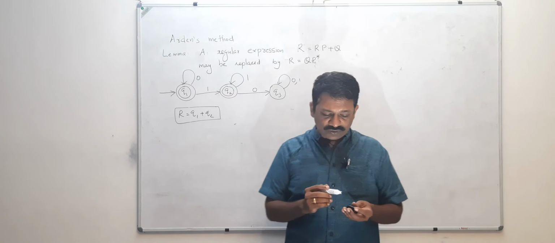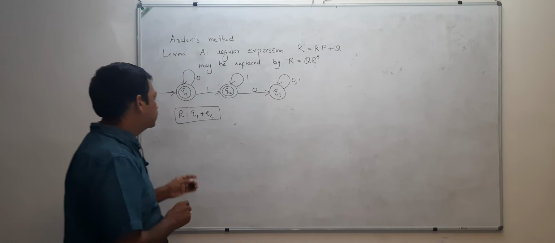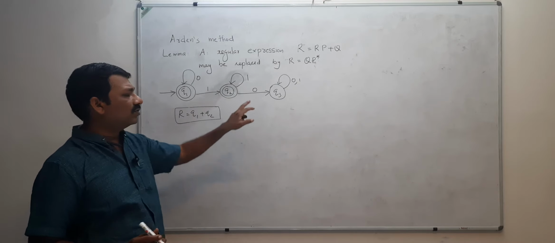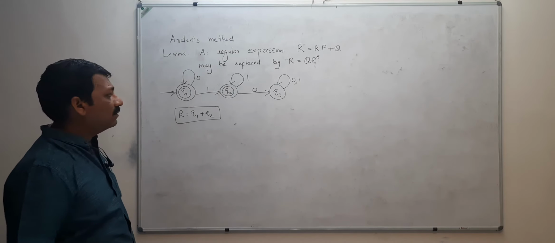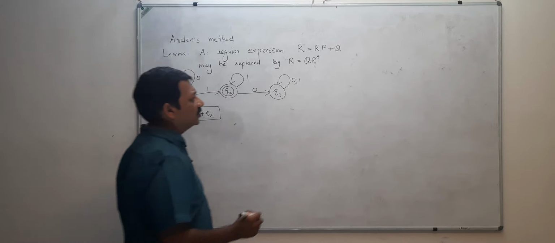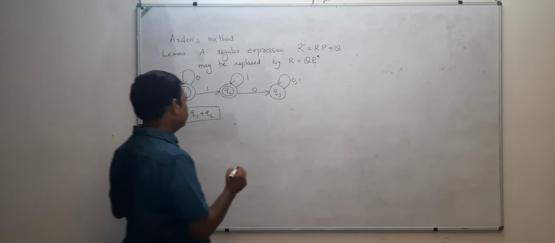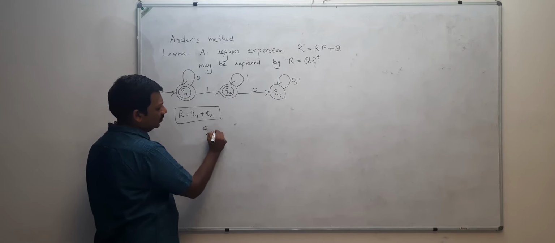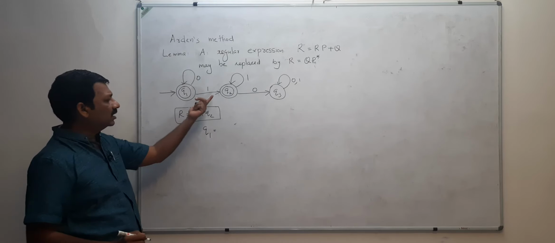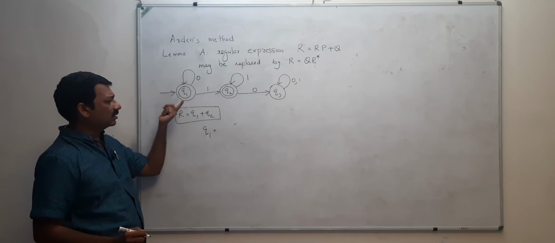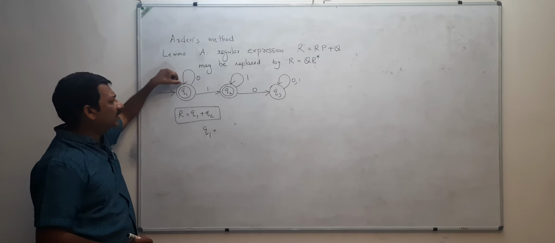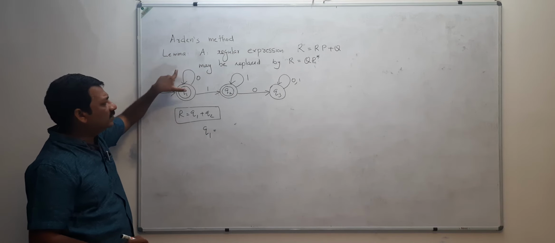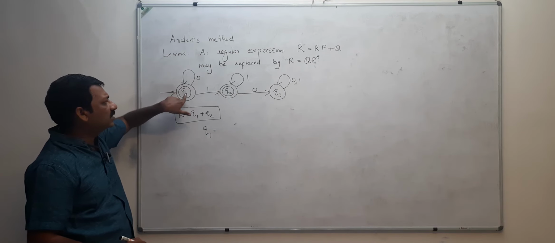Now I am going to write the expression for Q1, Q2 and Q3. We have only three states Q1, Q2 and Q3. See the expression for Q1. Q1 is equal to, what are the incoming transitions? We have to check. Only one incoming transition. That means Q1, after accepting a 0, will reach Q1.